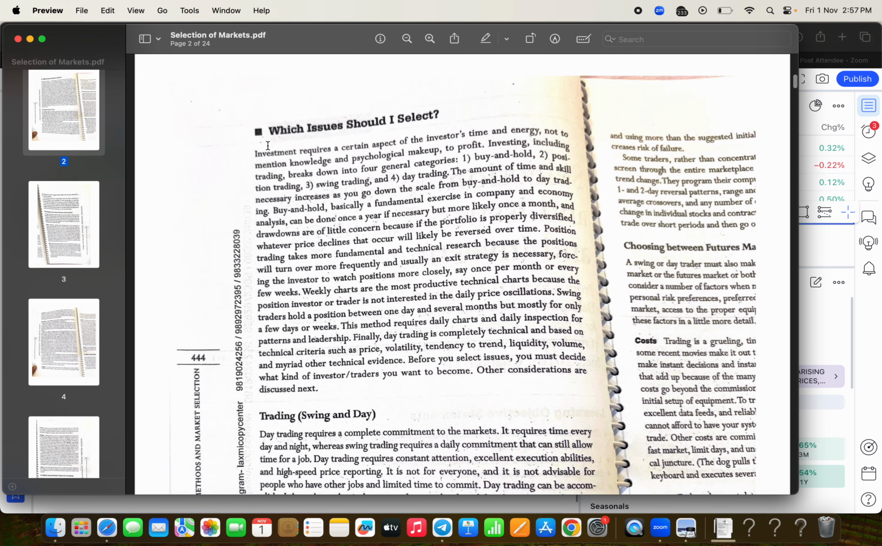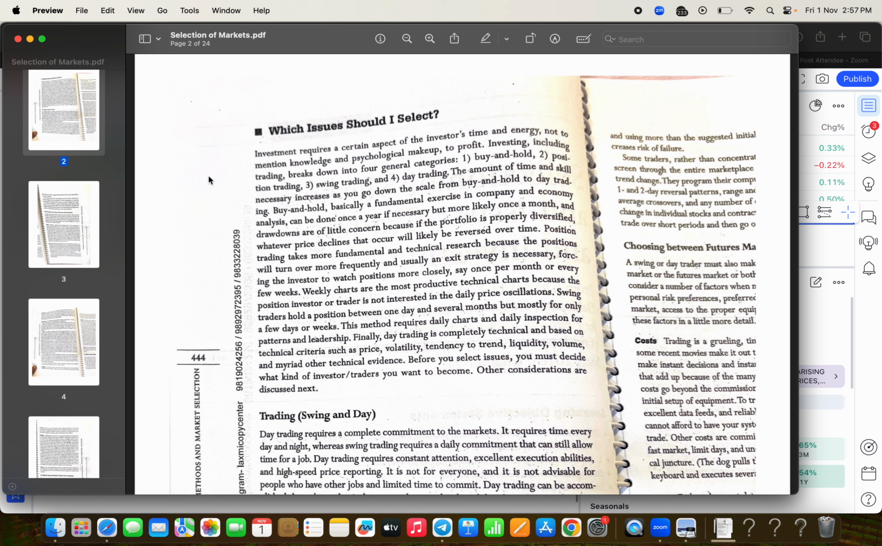So let's first talk about which issues I should select. Everyone will have different criteria of what really suits them or works out for them, so it can't be generalized. It always depends on that particular person and on the personal goals that person has. Your goals might be different from my goals. Investment requires a certain amount of the investor's time and energy, not to mention knowledge and psychological makeup, to profit.